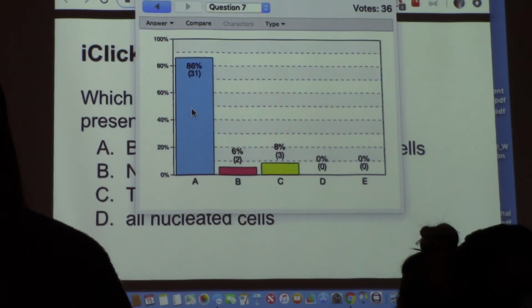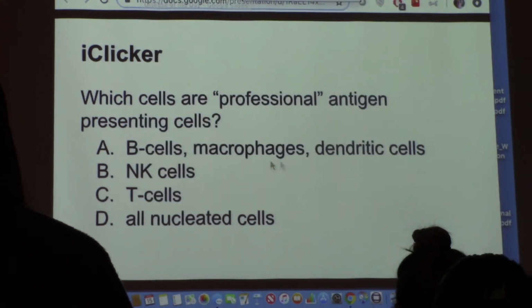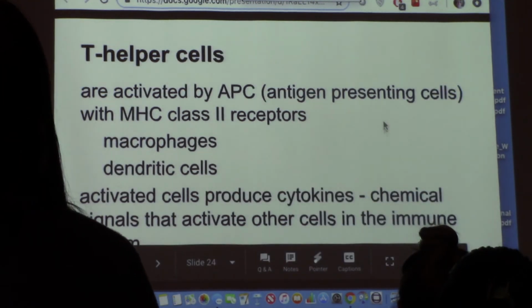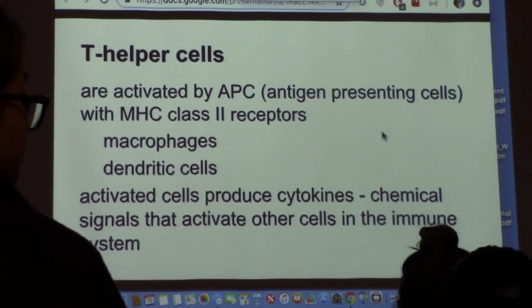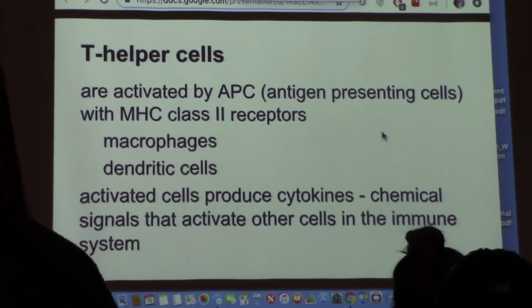All right, and you guys correctly said B cells, macrophages, and dendritic cells. These are the professional antigen presenting cells. That's their job, is to present antigens. Okay, lots to cover.